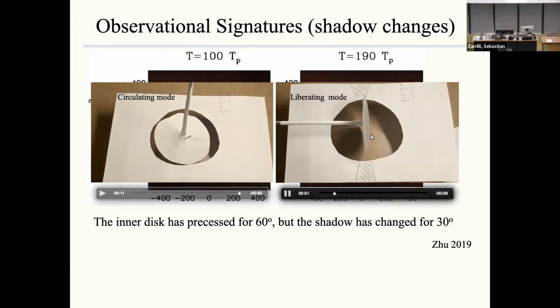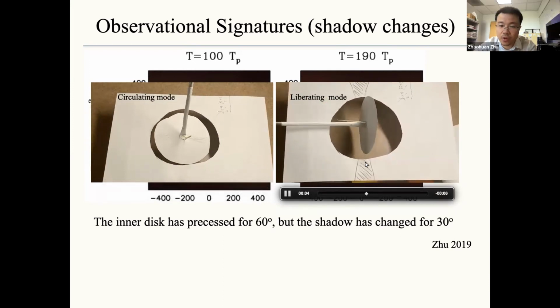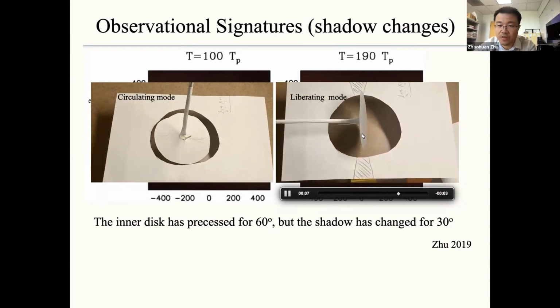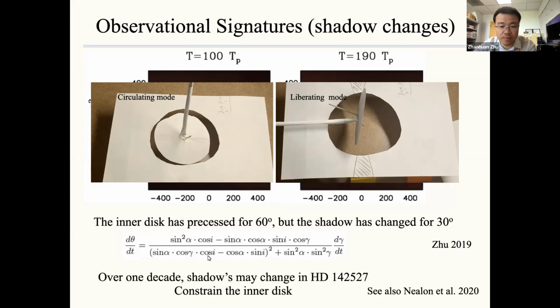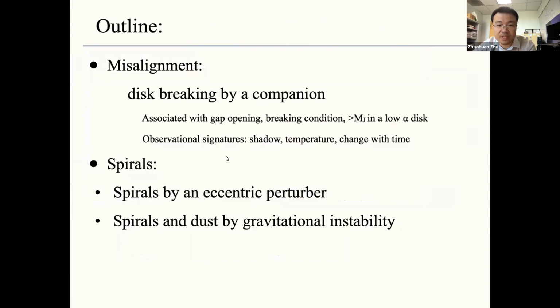But for a different geometry like this, the shadow will almost not move at all. While the inner disk precesses, the shadow will basically vibrate back and forth. So the speed of this shadow movement and the speed of inner disk precession are related by this formula. So in future, if we can detect the shadow's movement in the disks, whether from the inner disk or outer disk, we could use these shadow movements to constrain the inner disk precession angle, the inner disk geometry, or potential companion orbits. So this is about the disk misalignment.